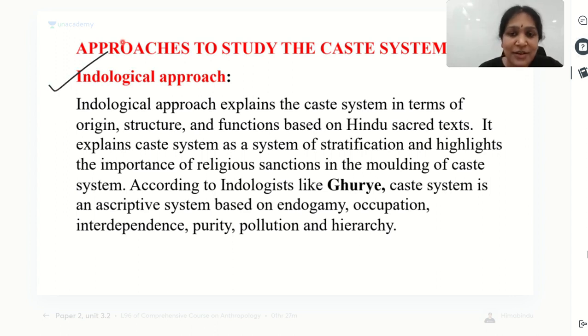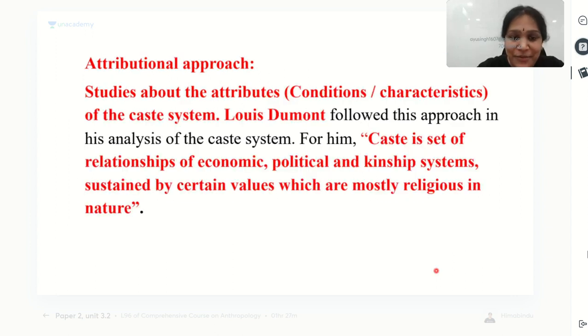First approach, Indological approach, but not for that. We still study that topic. Why do we study that? The second approach is attributional approach. And yes, we study these approaches to study the caste system for this particular approach. Because in this approach, are you following?